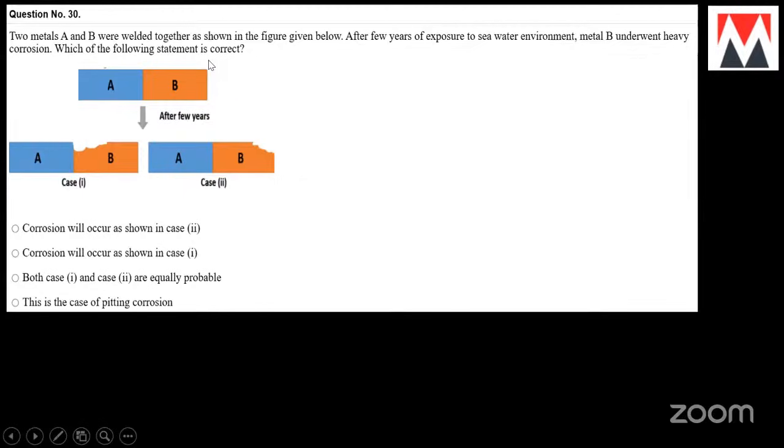So you have two metals welded together. After a few years of exposure to seawater, B underwent heavy corrosion. Looking at case 1 and case 2: corrosion will occur as shown in case 2, corrosion will occur in case 1, or corrosion in both cases will be equally probable. See, equally probable is very unlikely, right?